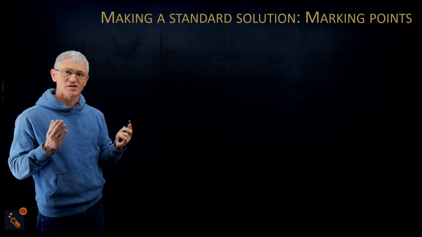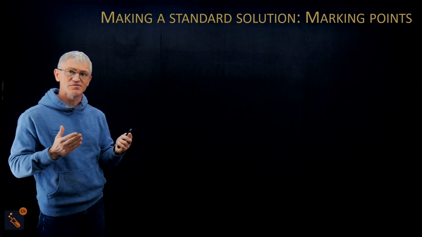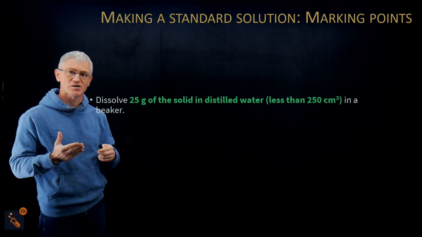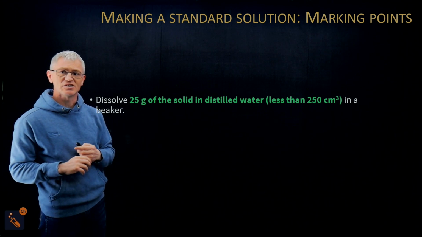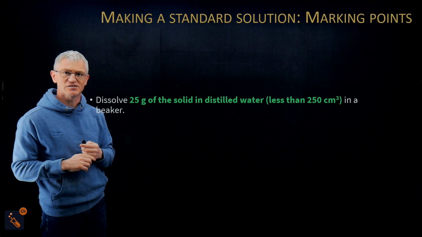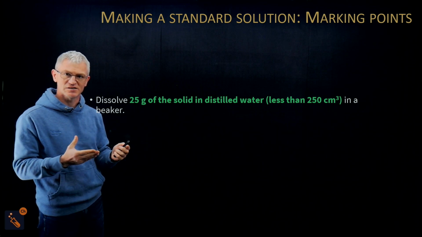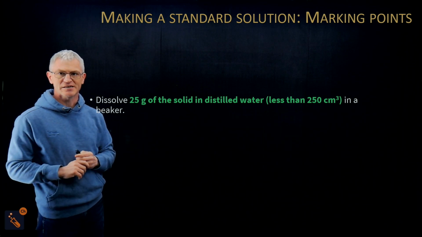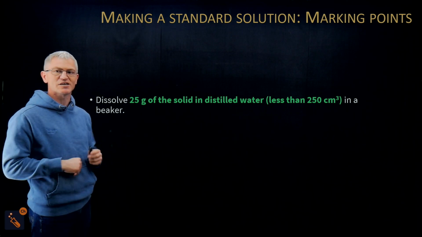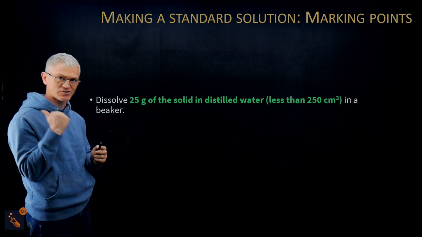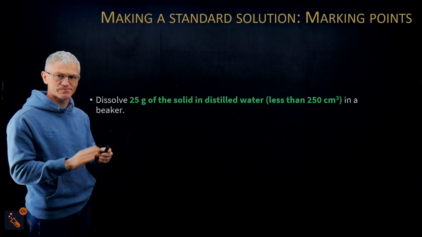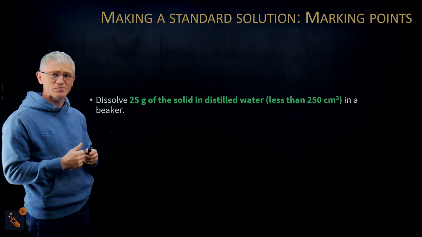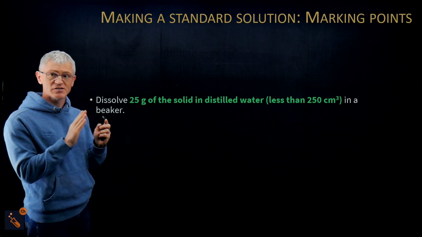Next question. Okay, let's look at the marking points if you're making standard solutions. First of all, you're going to dissolve that 25 grams of the solid in distilled water, less than 250 cm³, and you're going to do that in a beaker. So these are the bigger questions you might get in your second year of A-levels. The first one was just the calculation. This is how do you actually make that standard solution? And these are ones that people get wrong all the time, and they're very standard.